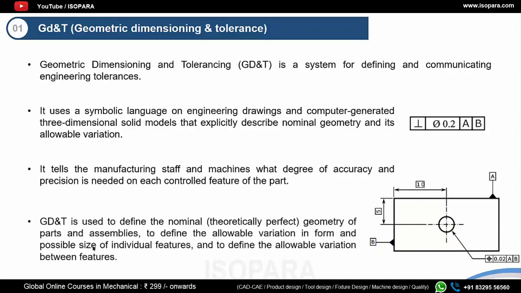GD&T is used to define the nominal, that is the theoretically perfect geometry of a part and assemblies, to define the allowable variation in form and possible size of individual features, and to define the allowable variation between these features. So this is why the understanding of these dimensioning and tolerances is very crucial for your part to be feasible and also within the required standard.